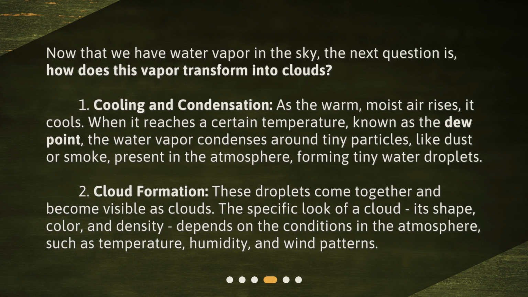2. Cloud formation. These droplets come together and become visible as clouds. The specific look of a cloud, its shape, color, and density, depends on the conditions in the atmosphere, such as temperature, humidity, and wind patterns.